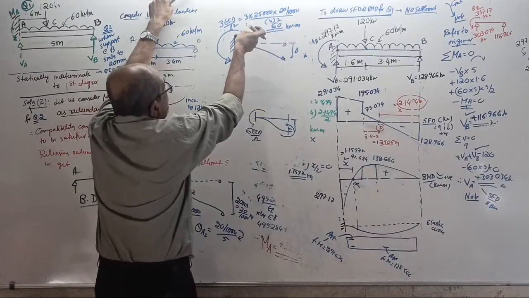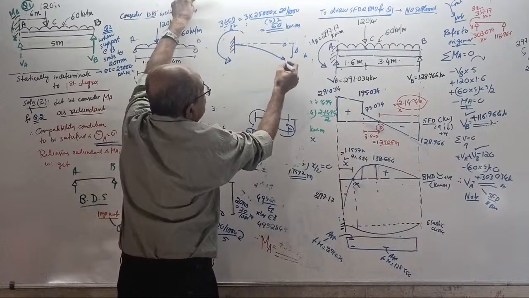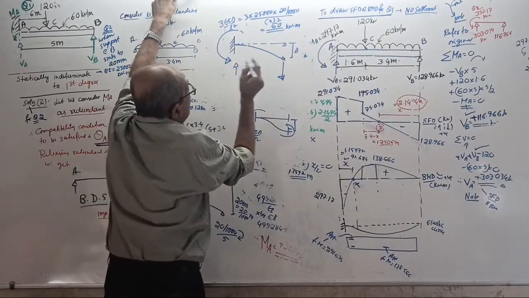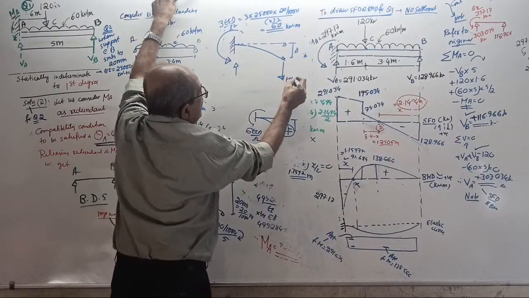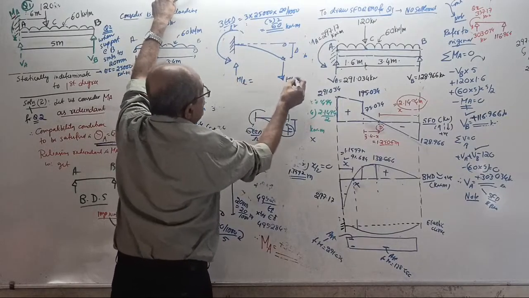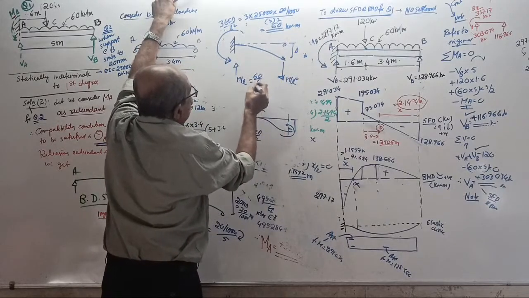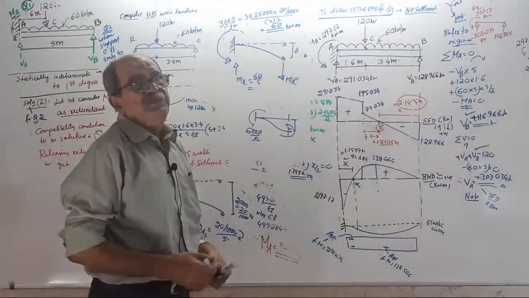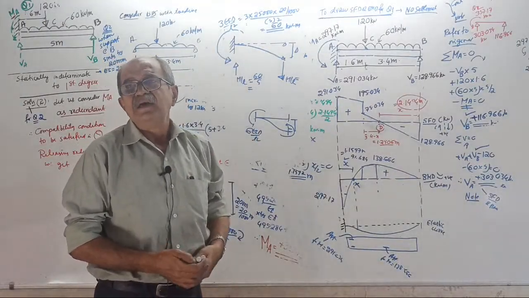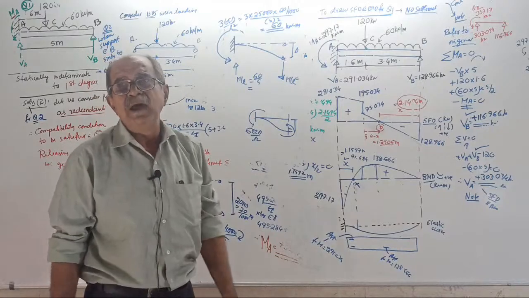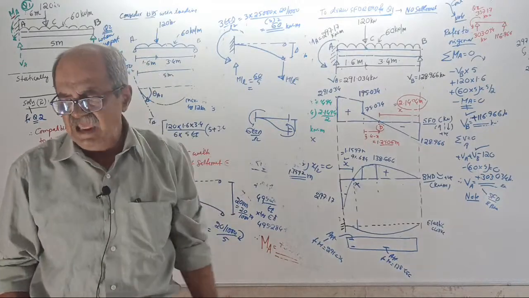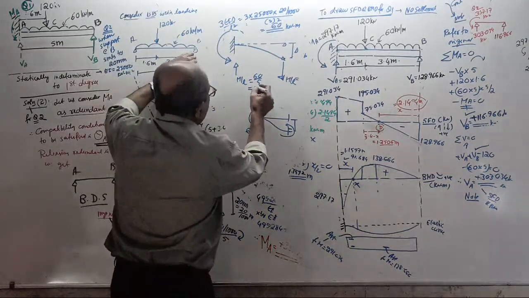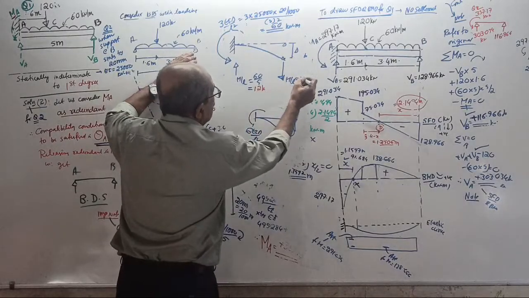Now, if a couple of 60 is applied anti-clockwise here, a reaction will come down here and a reaction will come up here. The reaction is equal to M by L. So divide this 60 by 5 and tell the reaction. This is a standard result: if you apply a couple anywhere in the span, reactions are M by L. 60 by 5, how much? 12 kilonewton. Here, 12 kilonewton up, 12 kilonewton down.